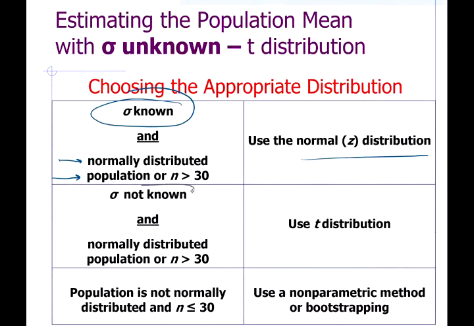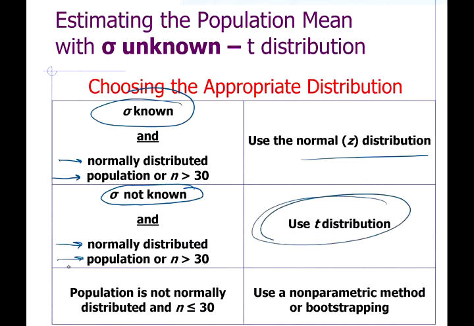If you don't know sigma, and again, either the population is normally distributed or n is larger than 30, you use the T distribution. That's what I'm talking about now. And if those requirements aren't met, so if the population is not normally distributed, or your sample size is 30 or below, we can't use these methods. We use other methods called non-parametric methods or bootstrapping, and that's sort of beyond the scope of this particular class, so I'm not going to talk about those. So I'm going to focus on when we know sigma, when we don't know sigma, and when these criteria are met.